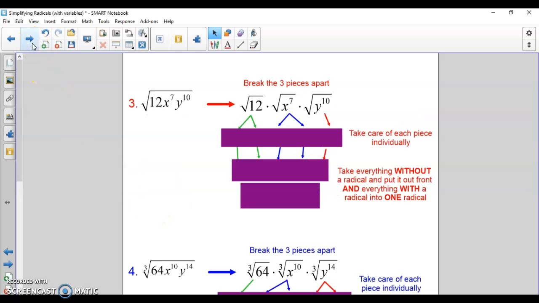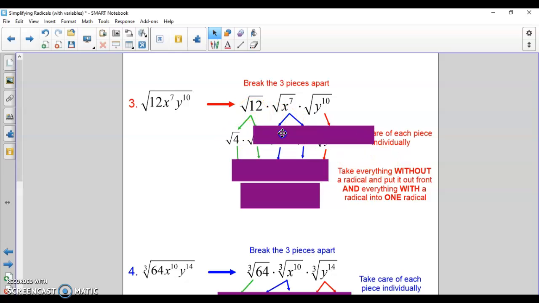Next, we're going to have pieces and parts that work out nicely. So we got 12 x to the 7th, y to the 10th. Break the 3 pieces apart. So I broke them apart. Take care of each piece individually. Now, everything I'm dealing with is not necessarily perfect squares.